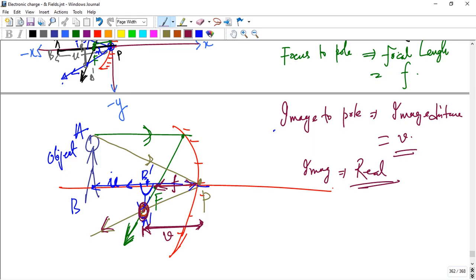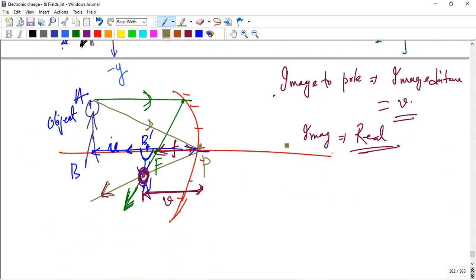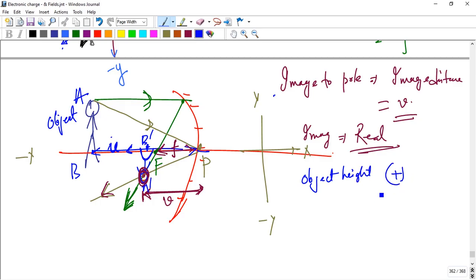Now the sign convention. The main important topic is sign convention. Graphically, this is plus x, this is minus x, plus y, minus y. So the object height is plus y, and the image height is minus, because the image height is in the minus direction and the object height is in this direction. Now another important point: object distance and image distance. So the object distance is always negative.